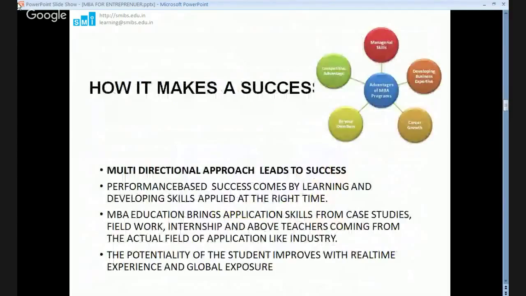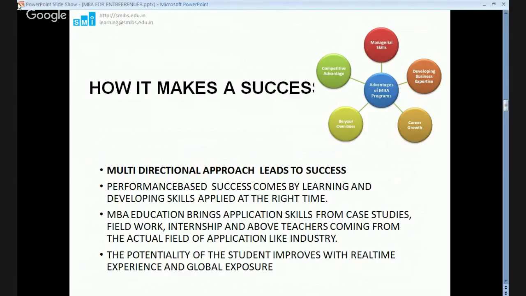How does it make success? Because every decision, every study goes by a thinking of holistic approach. A multi-directional approach leads to success. Generally, we have a problem and we look into the problem from one or two angles. Maybe the other angles are not activated, and that might have led to a defeat. So, MBA studies always encourage taking decisions and interpretation on a holistic basis.